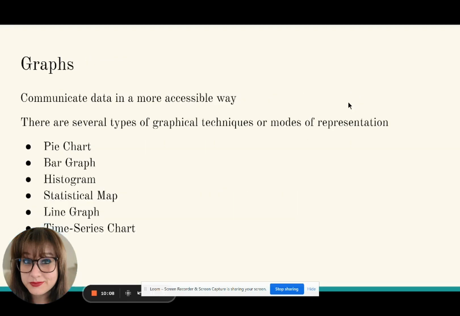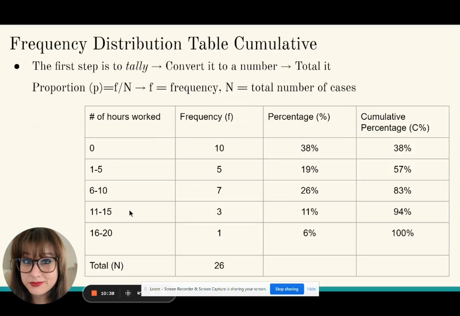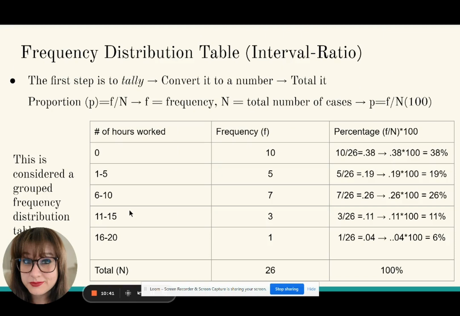We're going to wrap up this first part of the video, because we're focusing on the frequency distribution tables at this point. But there are different types of graphical techniques or modes of representation: pie charts, bar graphs, histograms, statistical maps, line graphs, and time series charts, which I will cover more in the next couple of slides. Not all of them will be used, but it is a good idea to be able to identify, recognize, and read them. For this first video, it's important to understand how to create a frequency distribution table for each of your variables, and how to use, read, and create them.